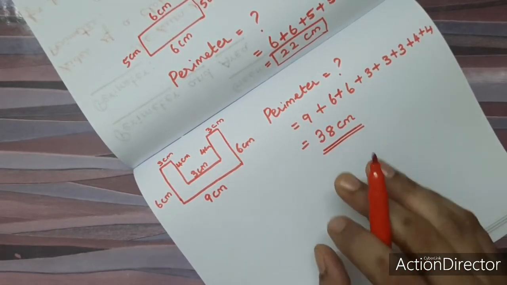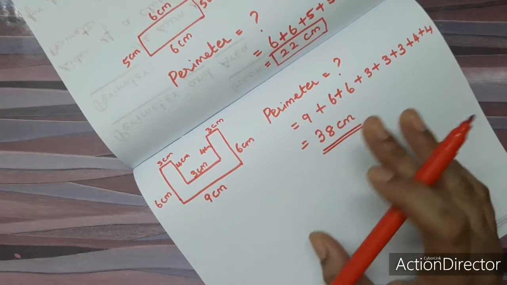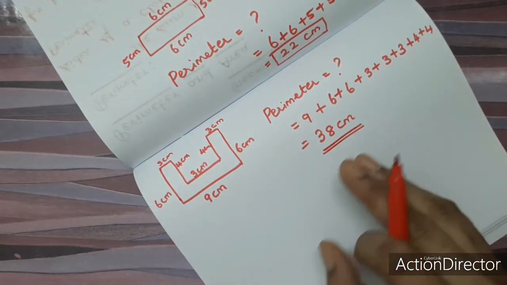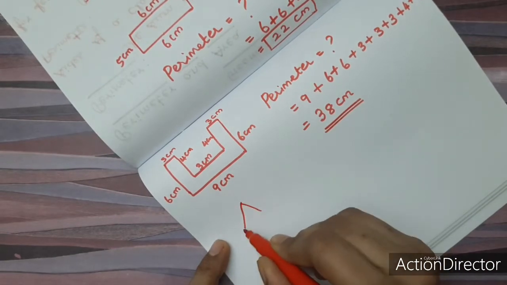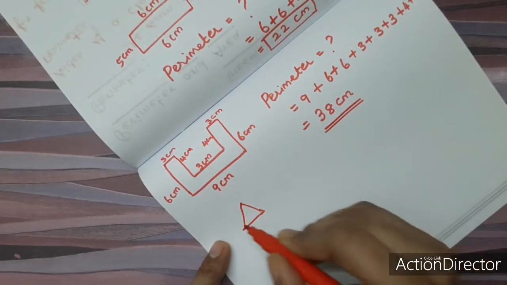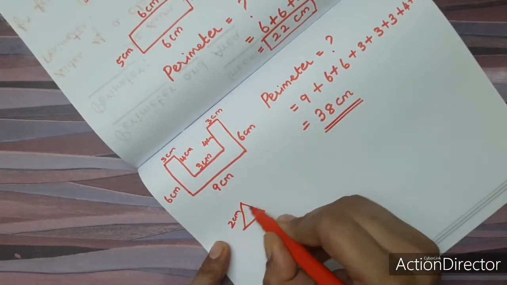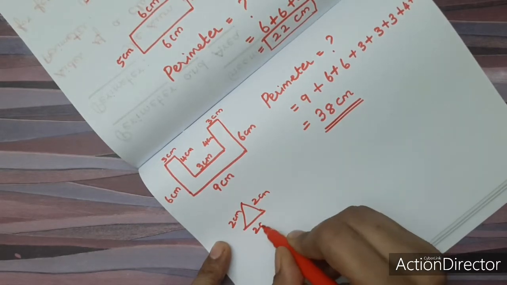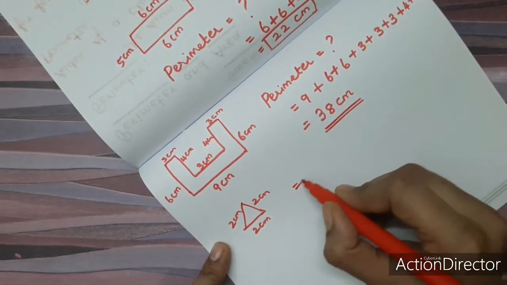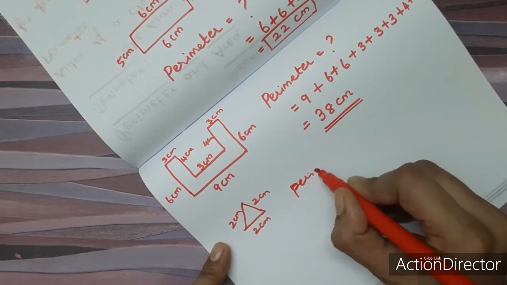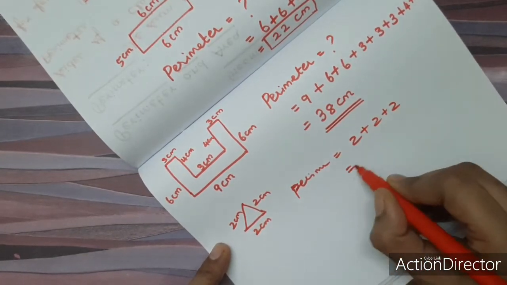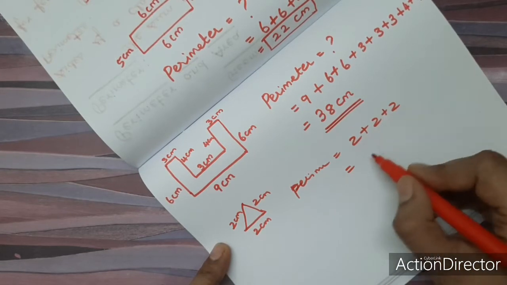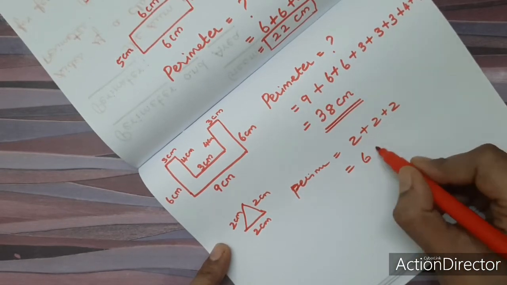Okay, so you can do this for any shape. Suppose consider this is a triangle. So, 2 centimeter, 2 centimeter, 2 centimeter. So, if I want to find the perimeter, what you will do? 2 plus 2 plus 2. What is the answer? 6 centimeter.